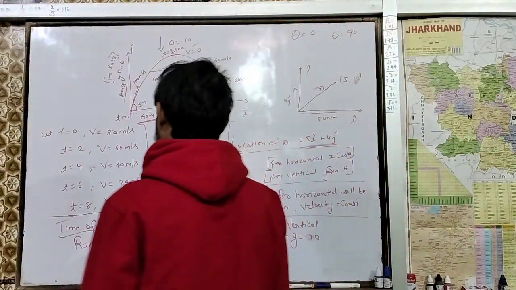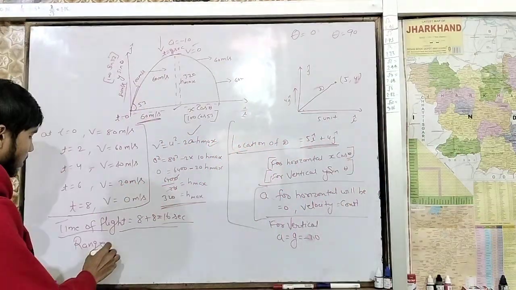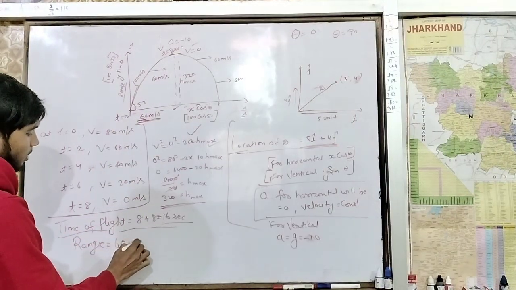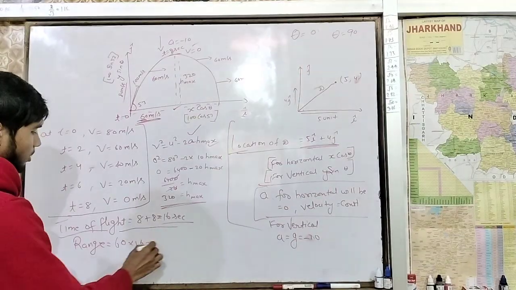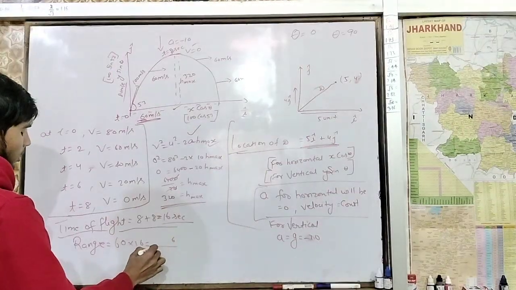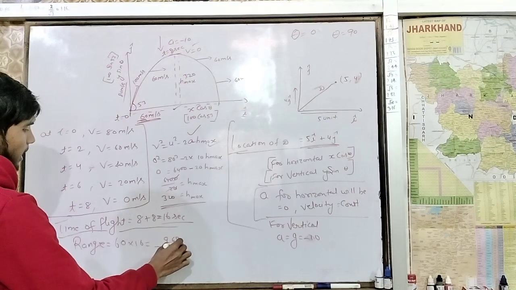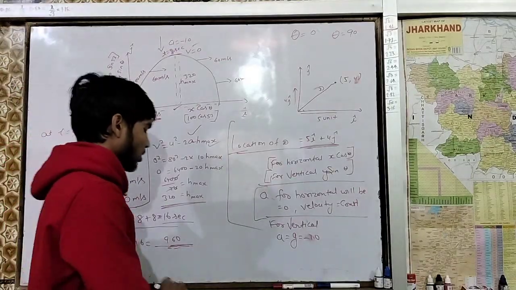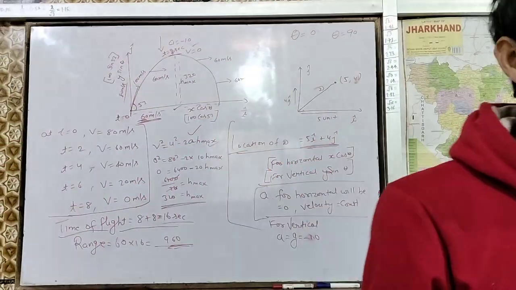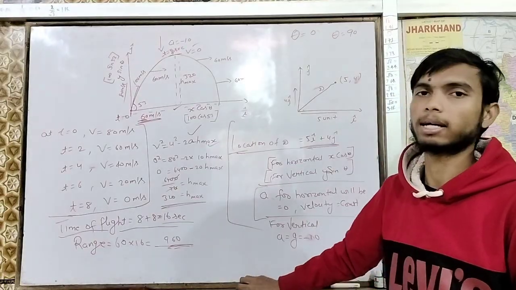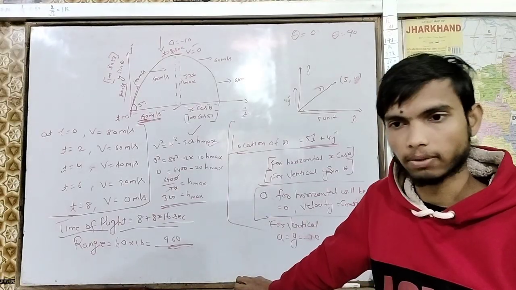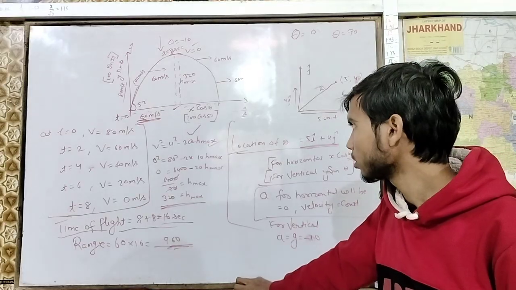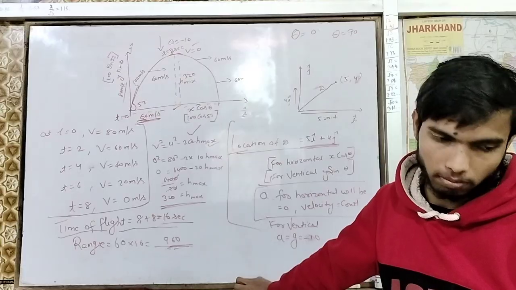Simple, brother. For range, if acceleration is zero, just multiply this velocity by time. So 60 multiplied by 16 will be your range. 960 is your range from here till here. You got this much range just by multiplying initial velocity of x by total time. If acceleration is given, then you will use a formula of motion. That's all the things we understood.